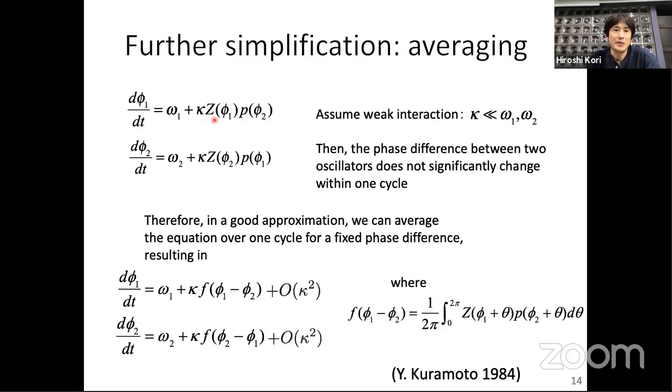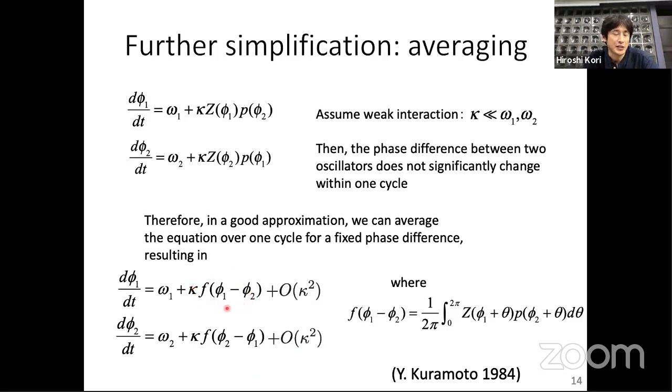And the phase oscillator models can be further simplified using the method of averaging. Suppose that we have this model and assume weak coupling. By weak, I mean this coupling is small compared to these natural frequencies, omega. Then the phase difference between two oscillators does not significantly change within one cycle. Therefore, in a good approximation, we can average the equation over one cycle for fixed phase differences. And this results in this kind of simplified equations.